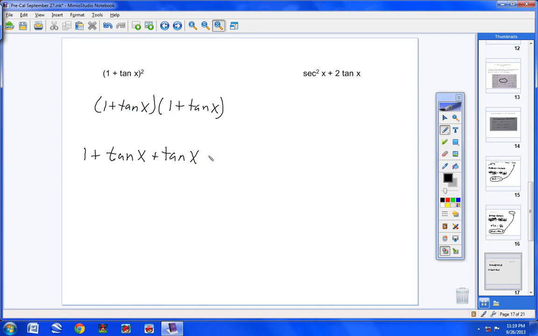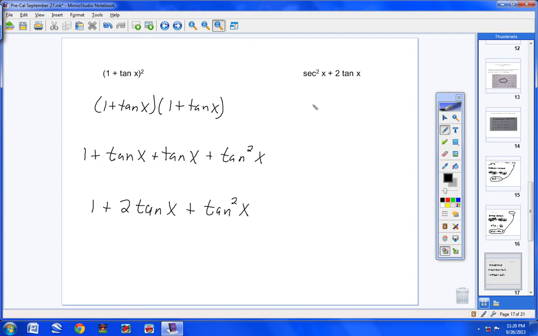And tangent times tangent would be, now watch how I write this, it's tangent squared x. There we go. Now, be very careful here. I have a tangent x and a tangent x. We call those like terms. There's a 1 in front of this one and a 1 in front of this one. So you're learning something new here. So I really have 1 plus 2 tangent x plus tangent squared x.